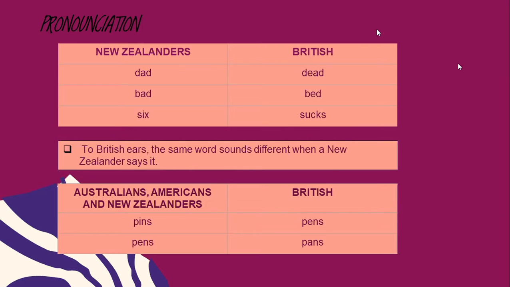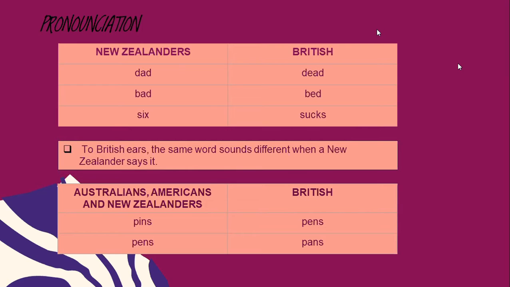Moving on, there are also other examples to make it clearer. What Australians, Americans, and New Zealanders say sounds like "pens," which are two different things, and "pens" sounds like "pants" to British people. So those are the differences in pronunciation according to the region.